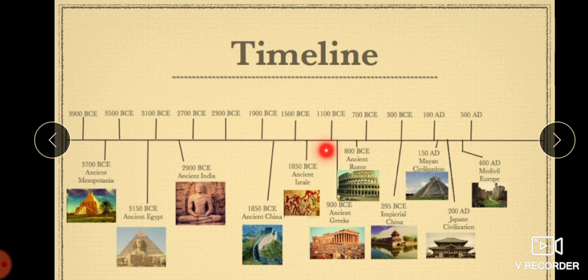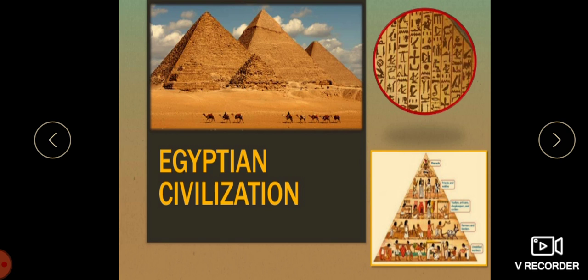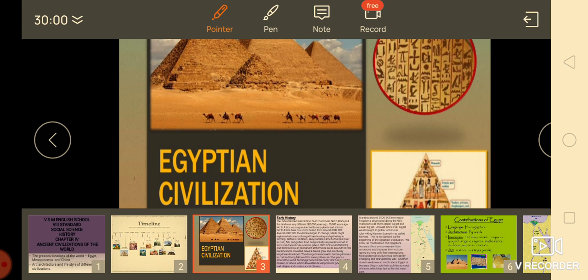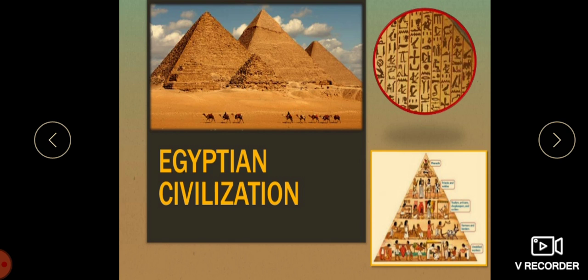From 1500 to 1100, we had the ancient Israel civilization. From 1100 to 700 BCE, we had the ancient Roman civilization and also the ancient Greek civilization. In 300 BCE, we had imperial China, and between 100 AD and 500 AD, we had three civilizations: the Mayan civilization, the Japanese civilization, and medieval Europe. So we will move on to the Egyptian civilization, children.